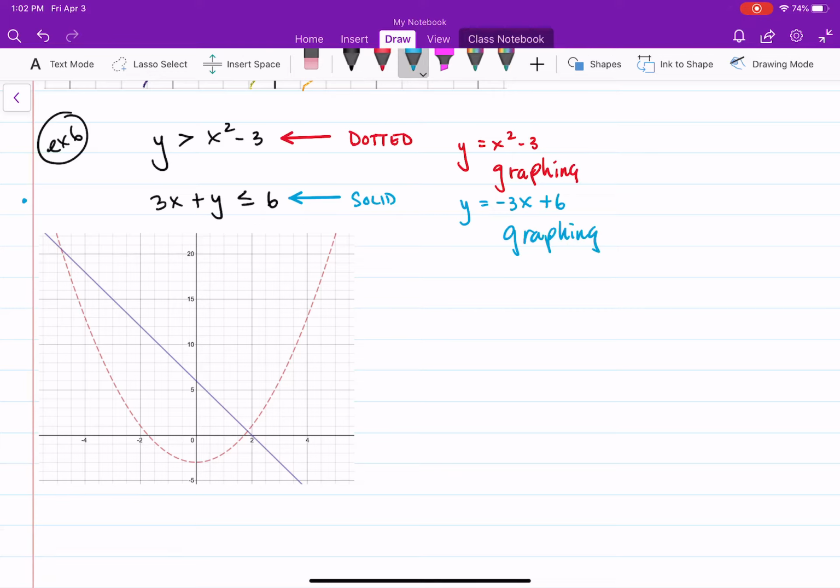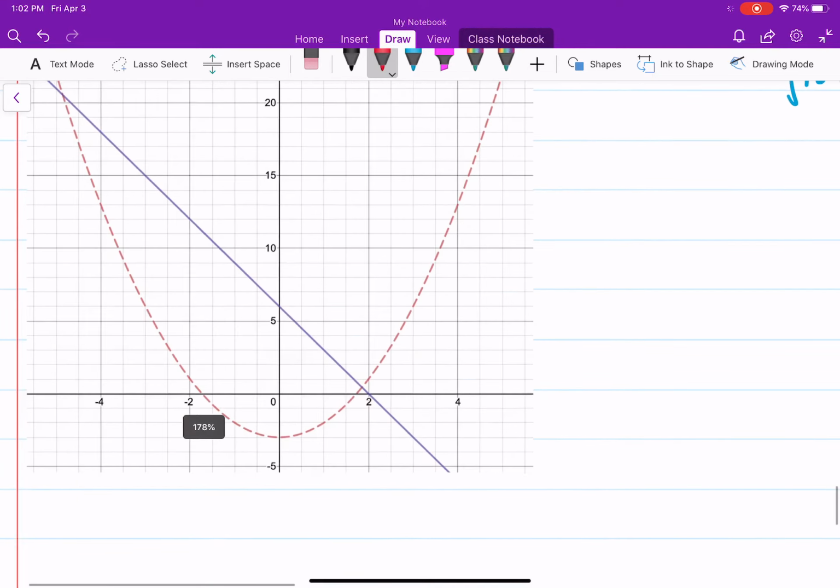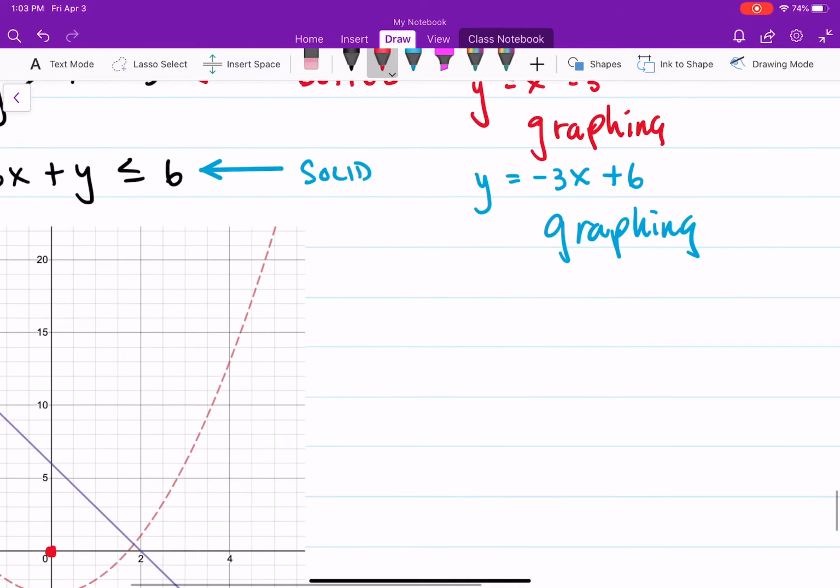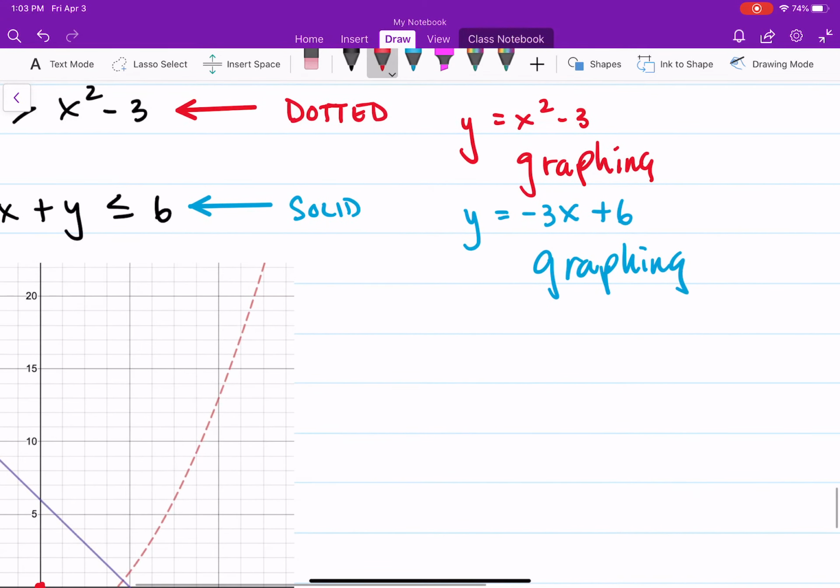Okay, so with the red one, I'm going to test, so look at the parabola, what can I test? 0, 0 is always an easy point to test as long as it is not touching the line that you're testing, okay? 0, 0 is always a good point. In fact, if you look at 0, 0, it's as good of a point for the line as well, okay? So let's take the yellow and let's test 0, 0 for both, okay?